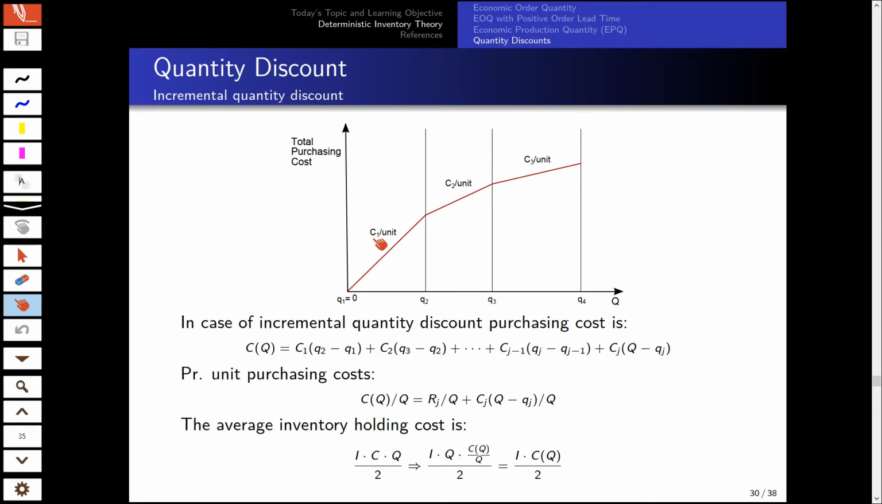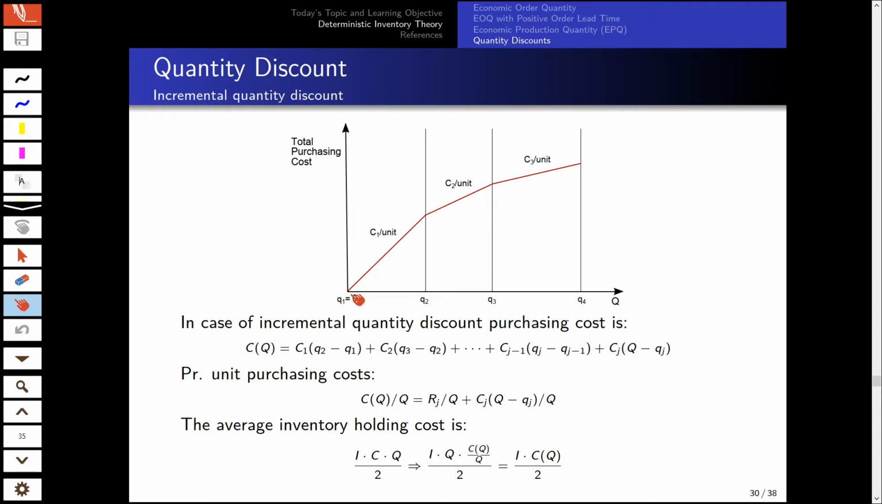So we have a price C1 per unit given to those units whose amount lies in this range between Q1 and Q2. And for those units surpassing this amount, we get a price discount per unit, and so on, so that our total purchasing cost function looks like this. For that purpose, we now want to determine how much we should order. So we need to adjust our total cost function with respect to this incremental quantity discount purchasing cost.